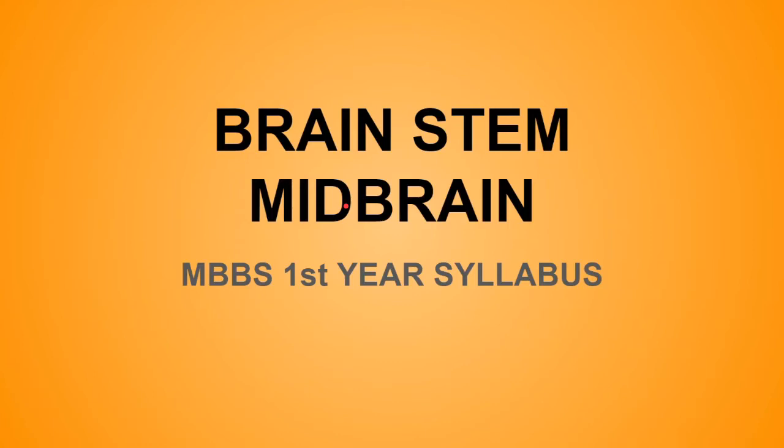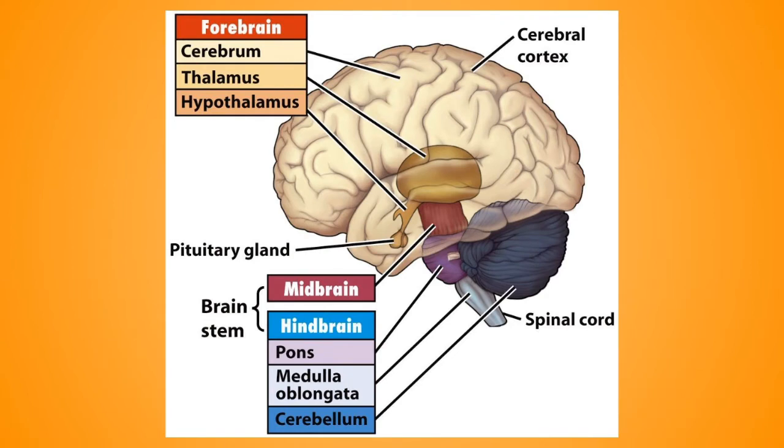Hello everyone. Today we will discuss the midbrain part of the brainstem. Now we all know the brainstem contains basically three main structures, that is the midbrain, pons and medulla. As you can see in this diagram, this is the midbrain, and the midbrain forms the upper and the shortest part of the brainstem.